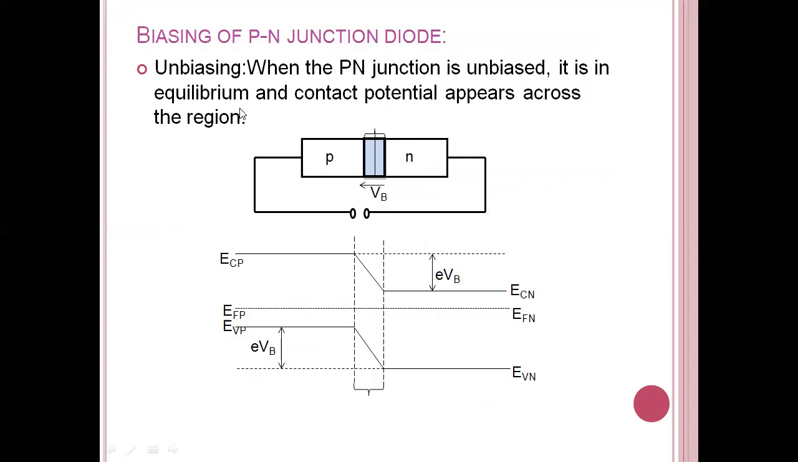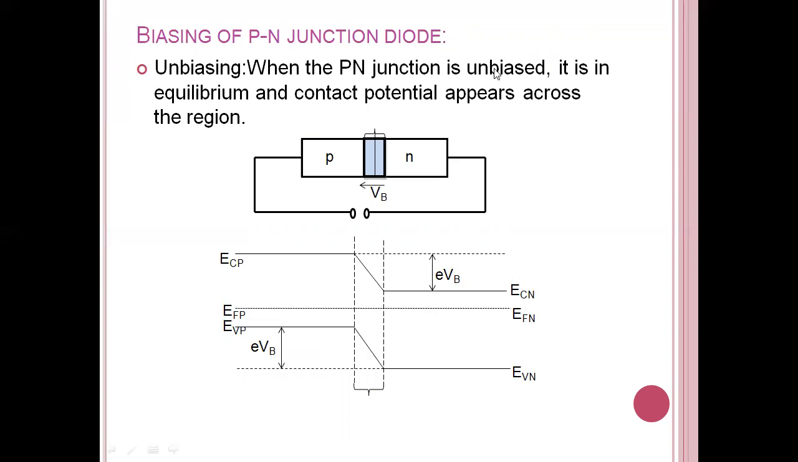So coming to the biasing of P-N junction. This biasing of P-N junction can be done in three different forms: one is unbiasing, another is forward biasing, and then reverse biasing. Biasing actually means giving external energy. Unbiasing means we are not supposed to provide it with any sort of external energy.